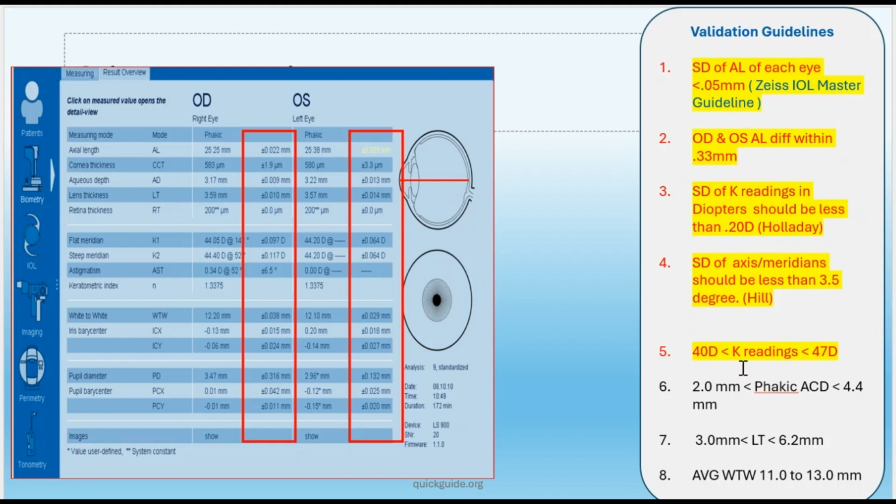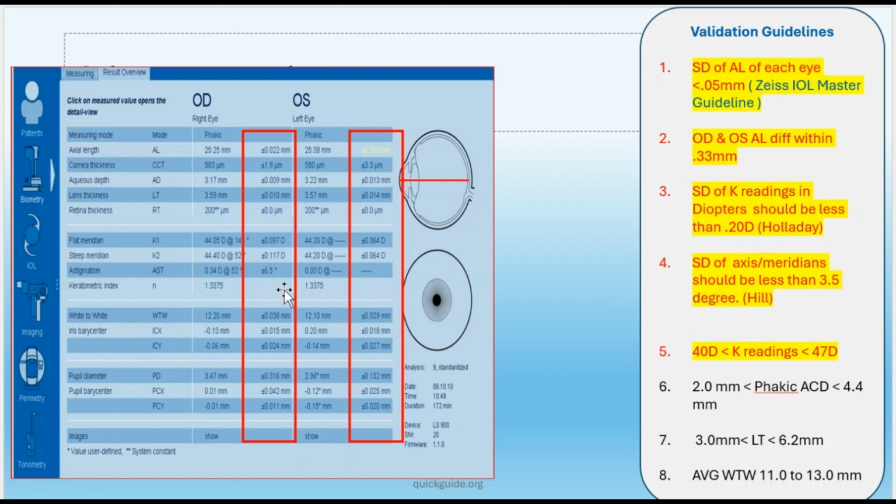What are the standard deviations that you need to follow? The standard deviation of the axial length for the left and right eyes, and the standard deviation of the K readings. Remember, for every K reading that it gives, there are 5 readings that it takes in the background and gives you an average of that. So what is the standard deviation of those K readings? It should be less than 0.2 diopters. Similarly, the standard deviation of the axis is also to be followed, and the axis is around 3.5 degrees.